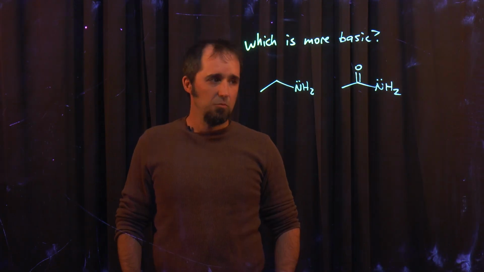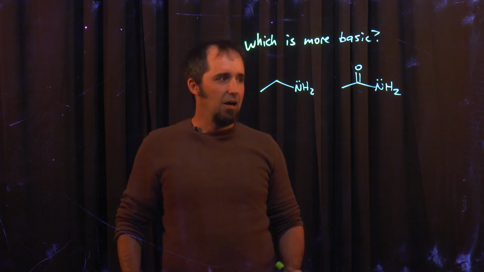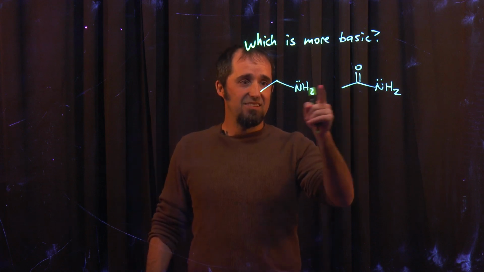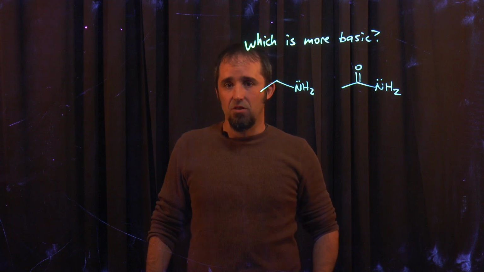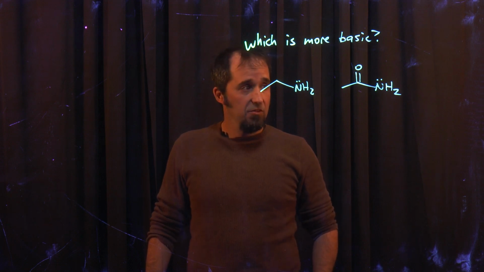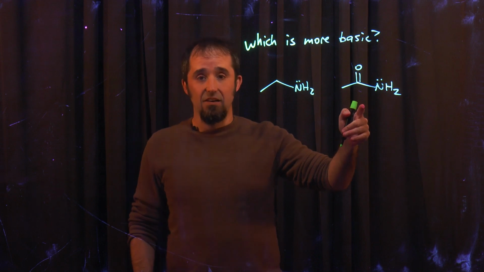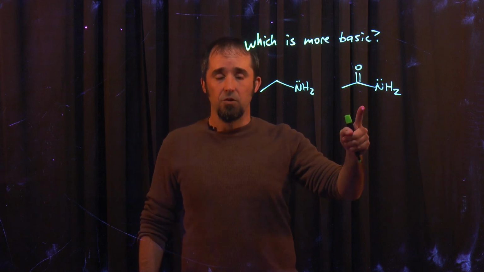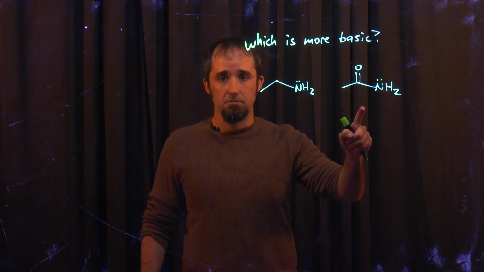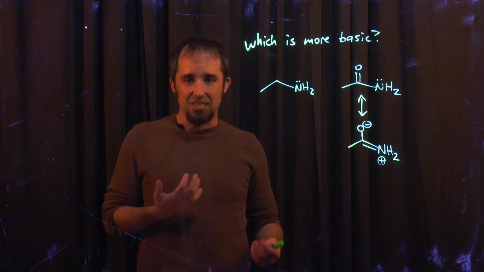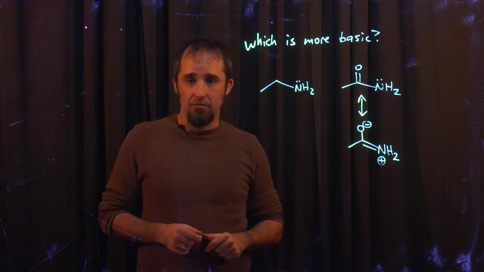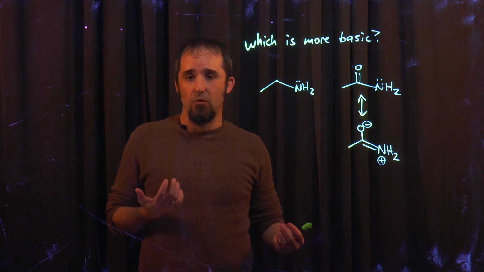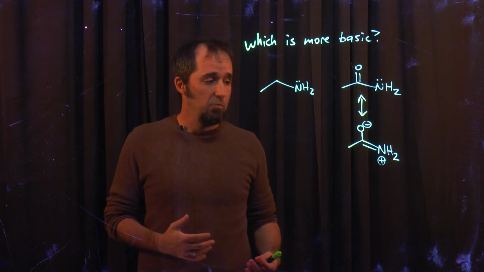Which of these two is more basic? Here I'm looking at the same atom. I'm looking at the basicity of nitrogen in both of these cases. But there's a difference. Here I've got a resonance structure that I can draw. Go ahead and draw that resonance structure now. Notice that I didn't actually take a proton away. I don't want to give the impression that we only see resonance with conjugate bases.